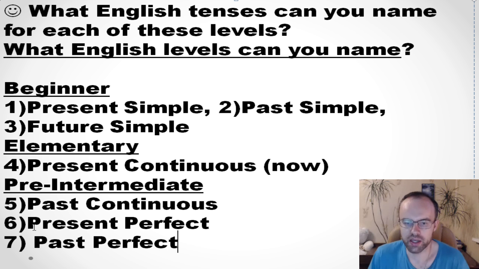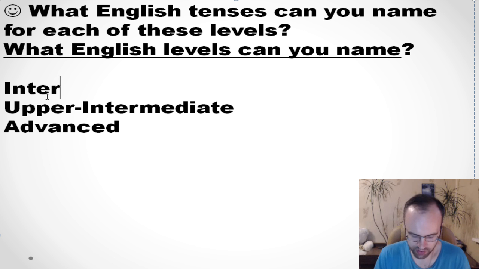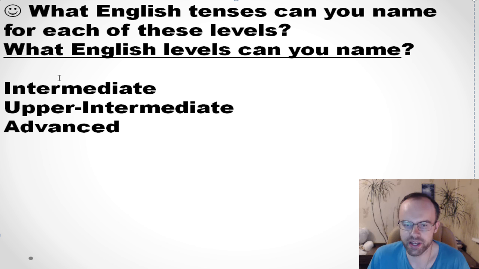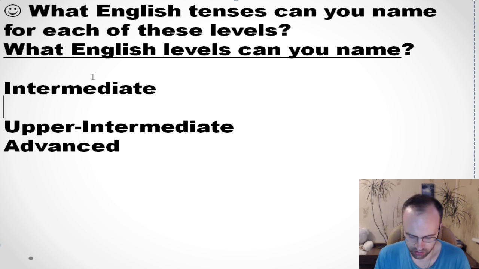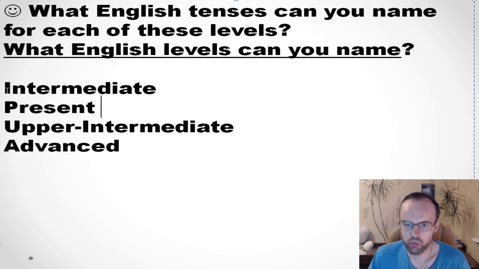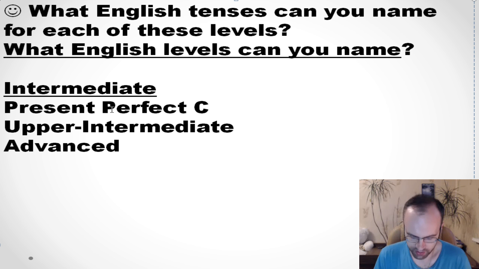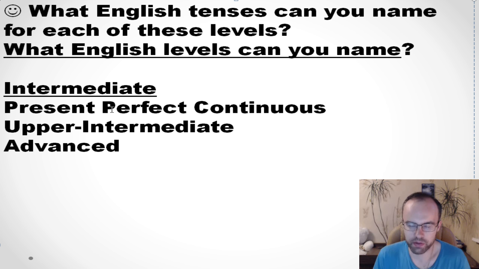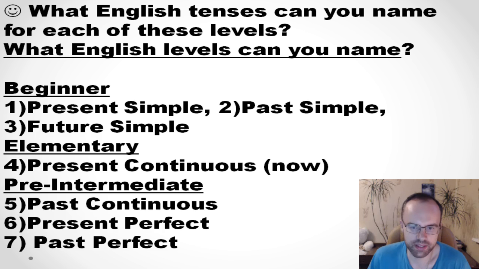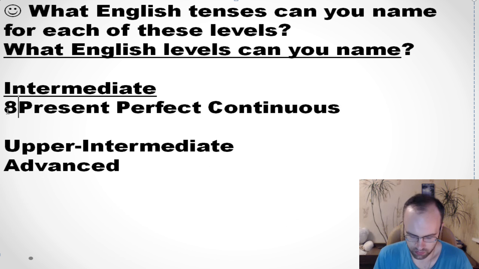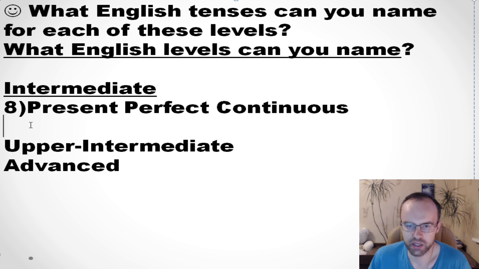Okay, let's look at three more levels. So, intermediate, upper intermediate, and advanced. So, intermediate. So, it's present perfect continuous. Okay, this tense. So it's number 8.